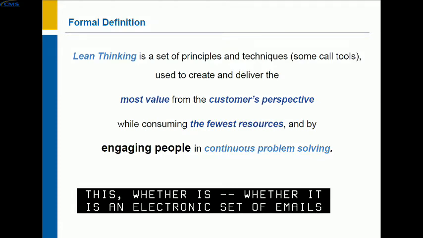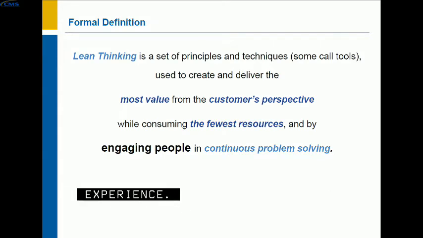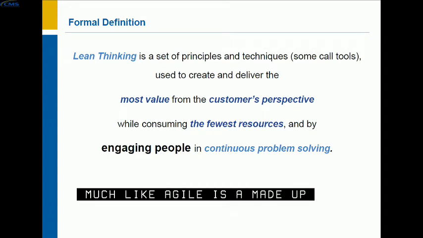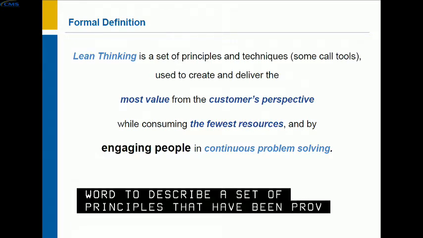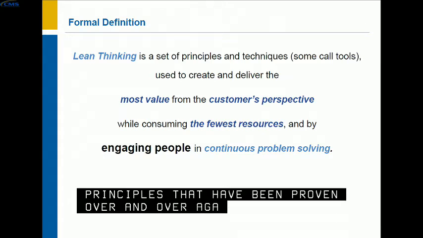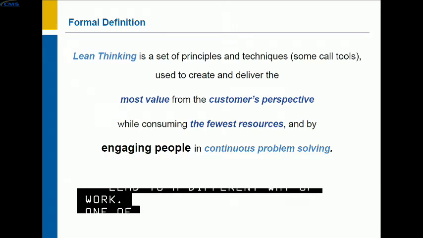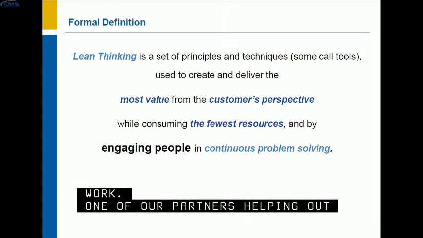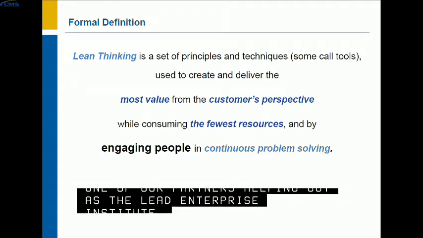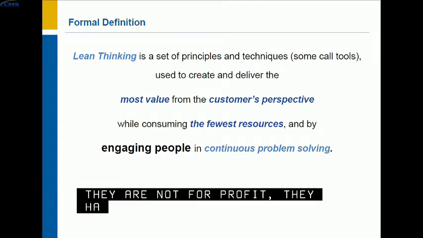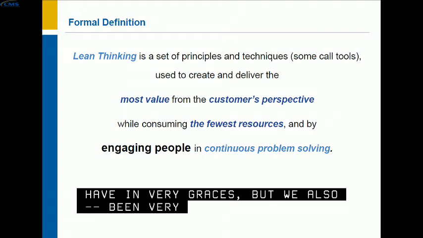Lean is actually not an acronym. It's a made-up word, much like Agile is a made-up word, to describe a set of principles that have been proven over and over again in industry to be an effective set of principles and tools that, when used together, lead to a different way of work. One of the partners helping us with our lean transformation is an organization called the Lean Enterprise Institute. They've got a lot of great free stuff on the web. They're a not-for-profit, and they've been very gracious, but we also contract and partner with them to provide help and support for us. Many of the founders of Lean in the U.S. now work and consult through the Lean Enterprise Institute.